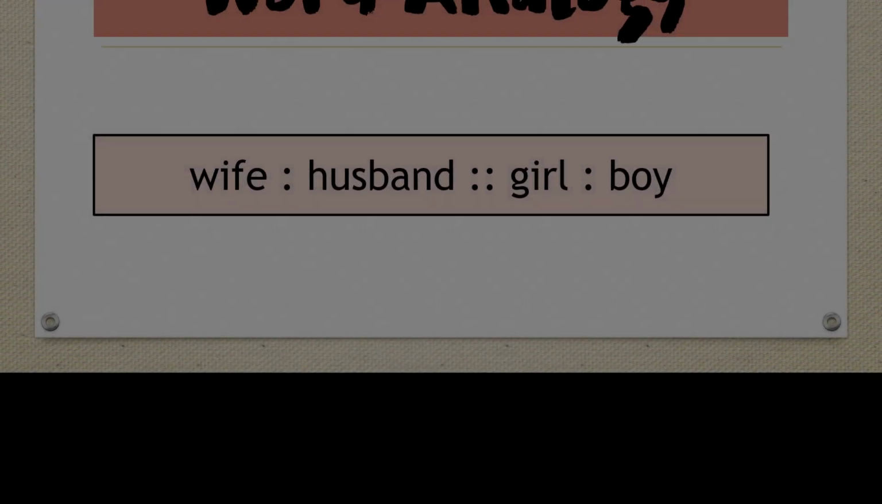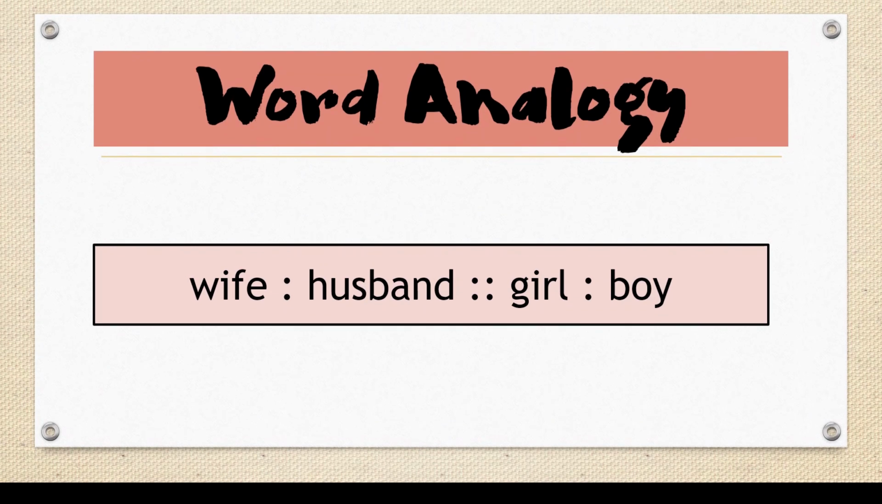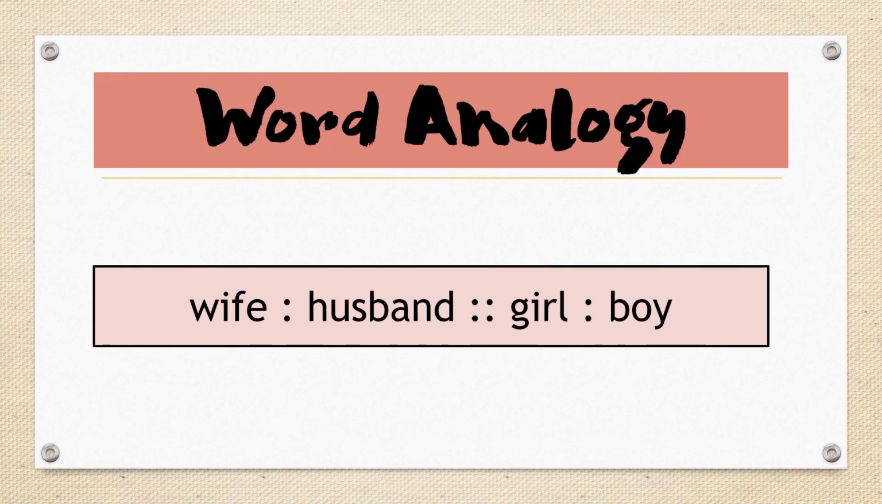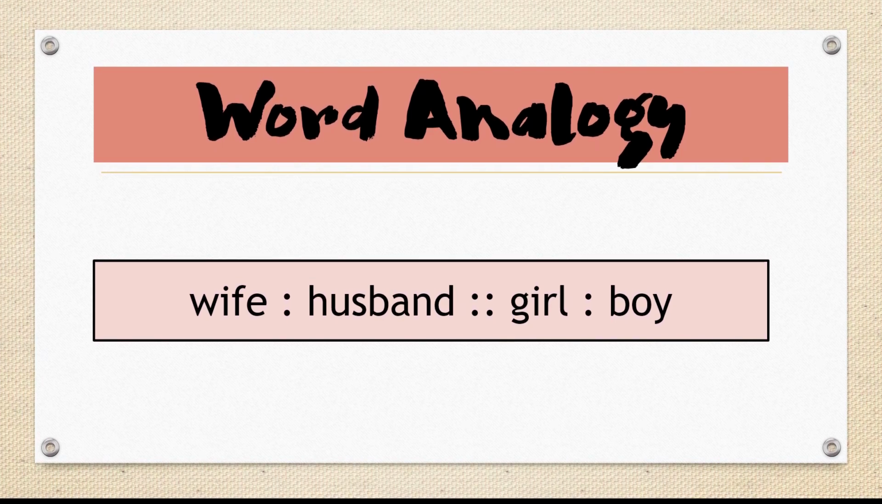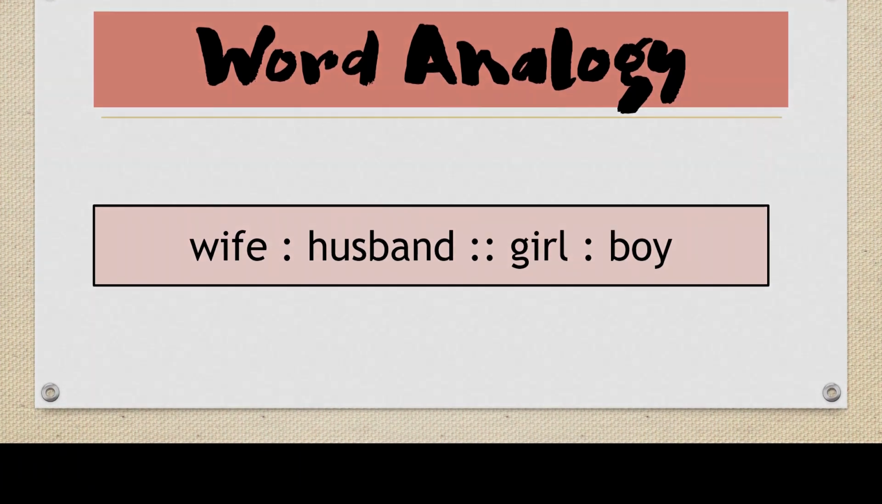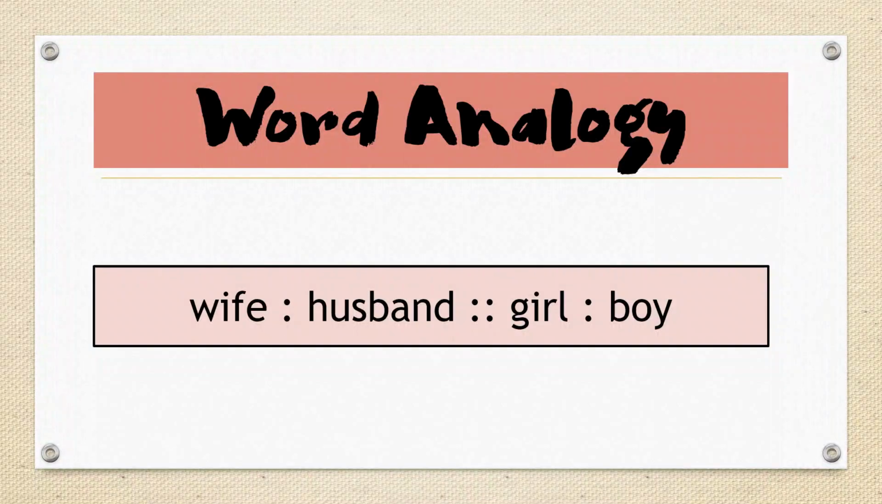Word analogies look like this. Wife is to husband as girl is to boy. Remember how I read it. Wife is to husband as girl is to boy. Here, to figure out the relationship of these two pairs of words, we have to look at the first words in each pair.